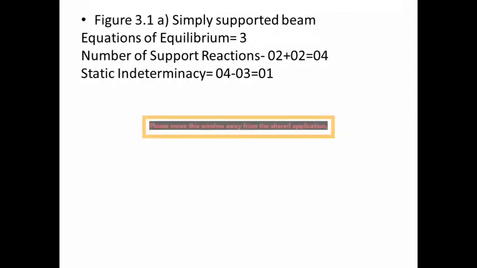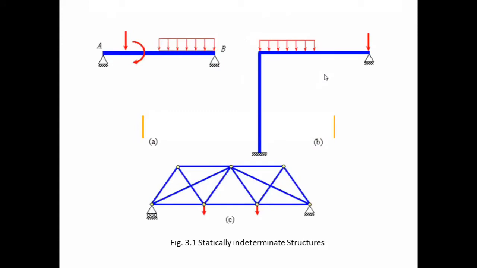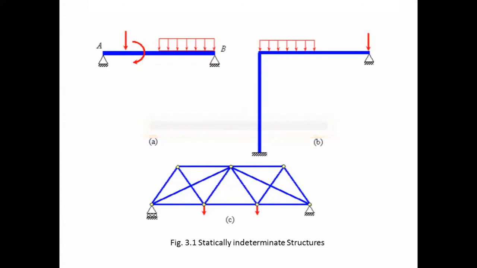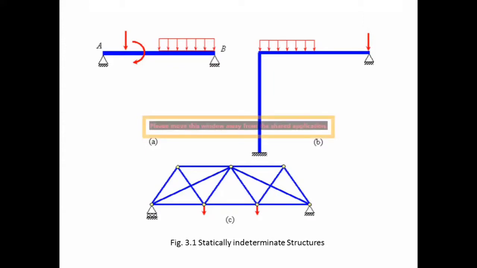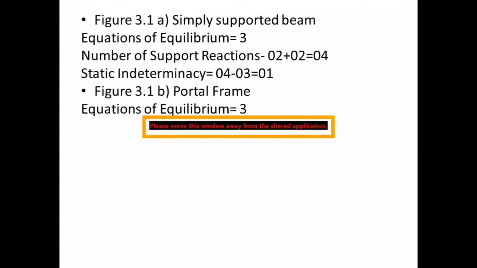Now we will find out the static indeterminacy of our frame. Here is the frame. Can you tell me now? Number of equations of equilibrium are 3. It is not going to change. How many support reactions are there in diagram B? 5. 3 from fixed support and 2 from hinge support. So 5 minus 3 is 2. So static indeterminacy of the frame is 2.